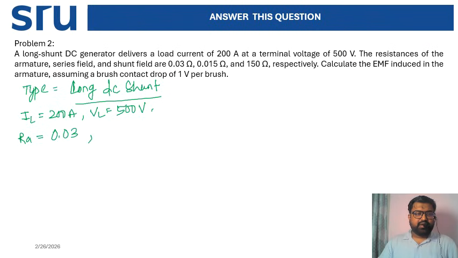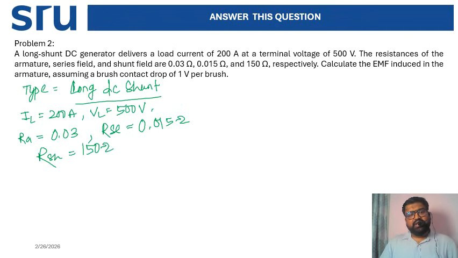Series field, because long shunt means series resistance will come, that is equal to 0.0154. Then another one is your shunt resistance. Shunt resistance equal to your 150 ohm. These are all about the parameters given.